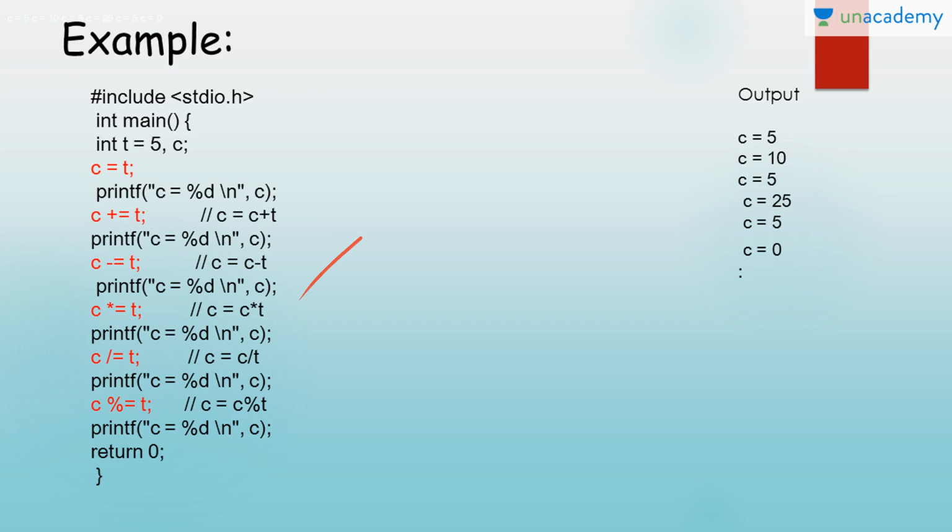Next is C is equal to C into T. So C value is 5. We have to multiply it with T. So 5 into 5 is 25. So C value 25 is printed after the multiplication operation.